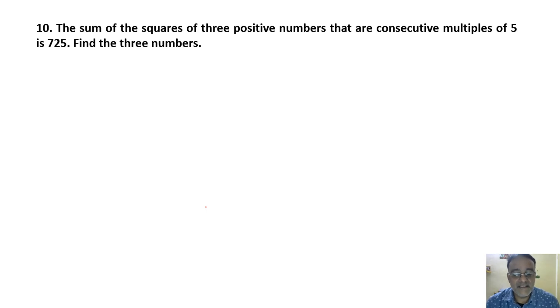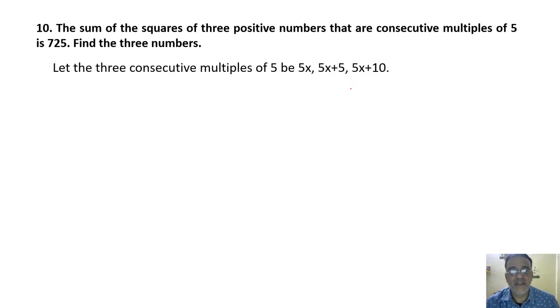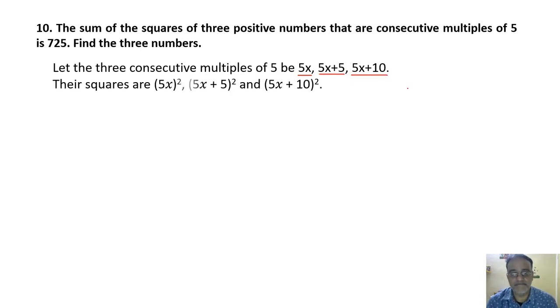Right. So consecutive numbers means multiples of five. First अगर five है तो second consecutive होगा 10, plus 5. उसके बाद फिर third consecutive number हो जाएगा 15. पहले plus 5, फिर plus 10, फिर plus 15, so on. तो हम लोग लेंगे 5x, 5x plus 5, 5x plus 10. Now the sum of the squares of these three positive numbers. So (5x) whole squared, (5x plus 5) whole squared and (5x plus 10) whole squared का sum, ठीक है, इसका sum is equal to 725.